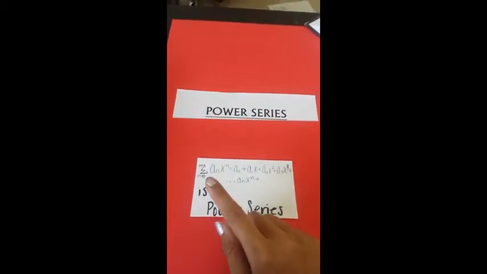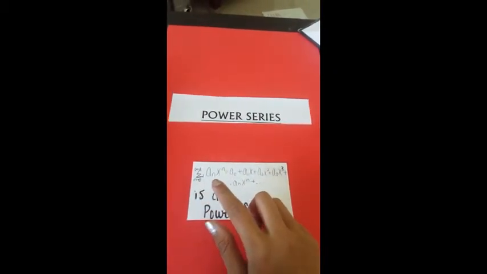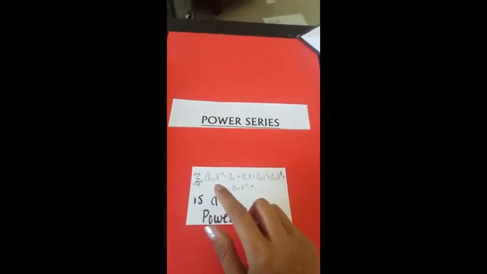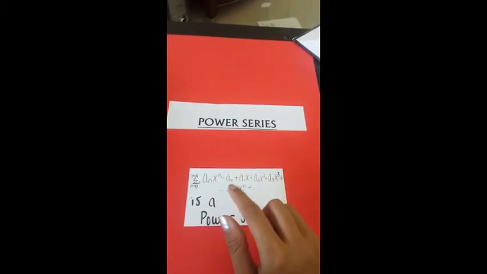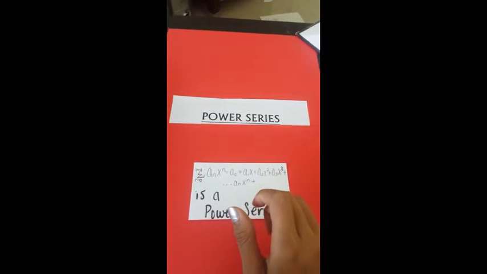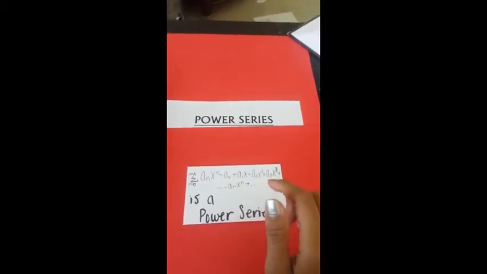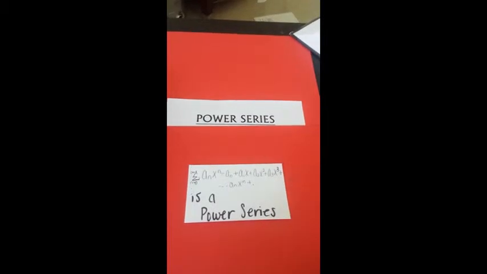Alright, so the definition of a power series is a summation from n equals 0 to infinity of a sub n times x to the n, equals a sub 0 plus a sub 1 times x plus a sub 2 times x squared plus a sub 3 x to the third, and then so on.